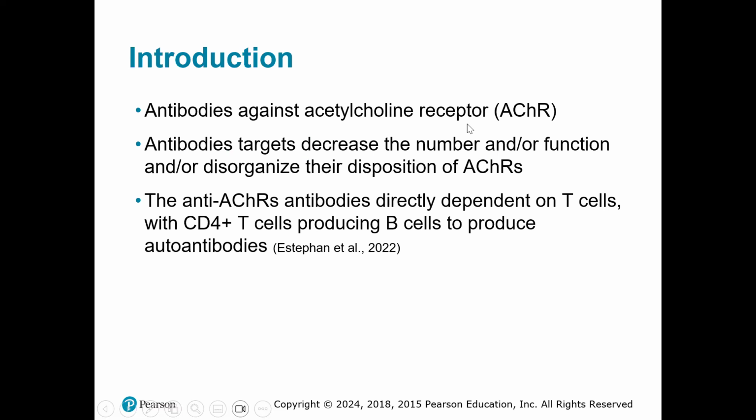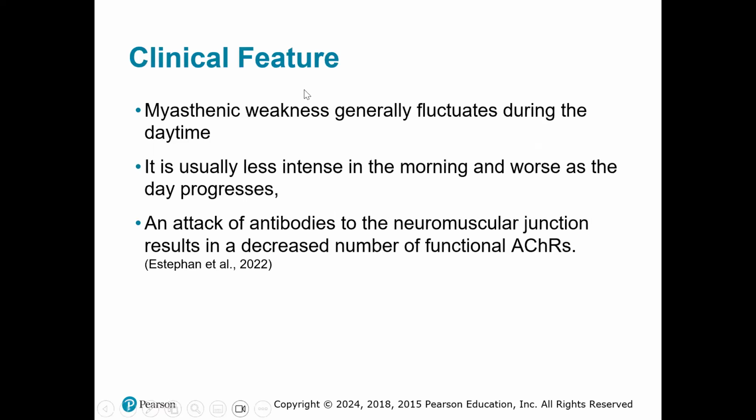Clinical features fluctuate during the daytime, which means they are less intense in the morning and much worse as the day progresses, especially at nighttime. At nighttime it gets so severe that people are fatigued and sluggish, and not able to perform normal physiological function. The antibody attack on the acetylcholine gated channels at the neuromuscular junction decreases the number of acetylcholine receptors.